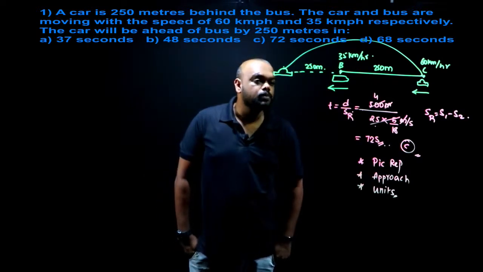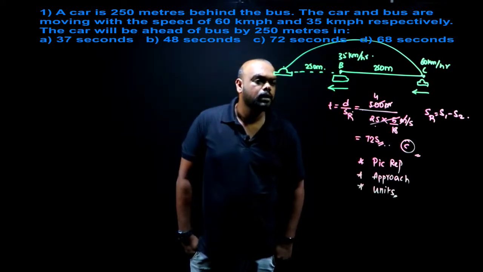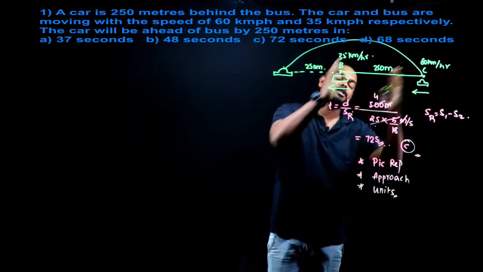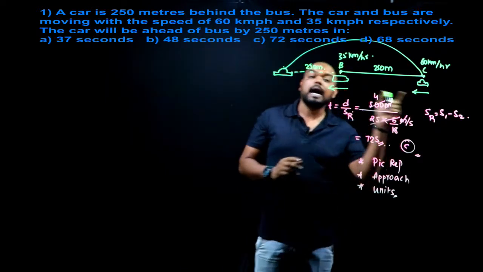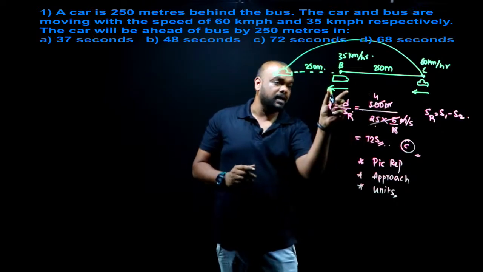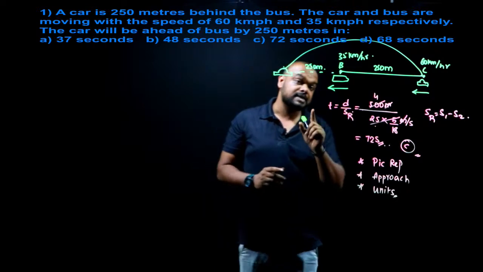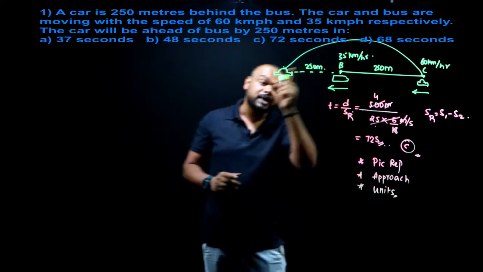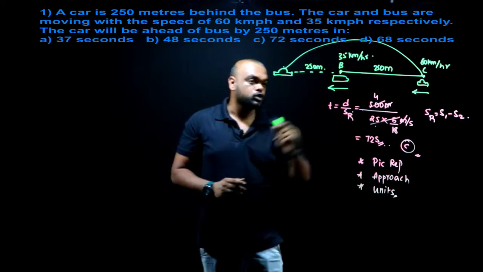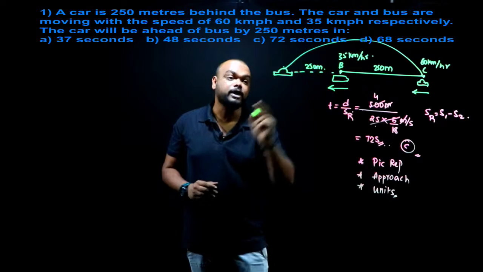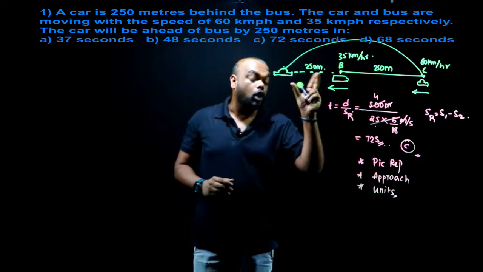Here the bus is moving with a speed, so we take 250 plus 50. No. Look, Vinay, the distance is, observe. Initially, how much distance is there? If the car has to meet the bus, the car will come here, so it has to cover 250 meter. But the question is telling that the car must be ahead of the bus by another 250. So just to meet, it should cover 250, plus extra 250 because it has to be ahead by 250. So altogether 500.